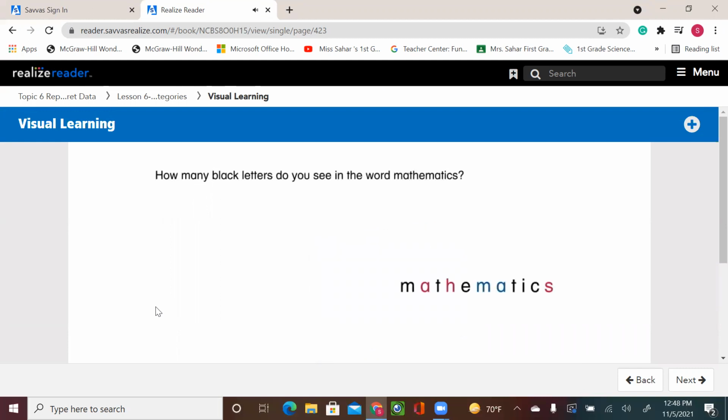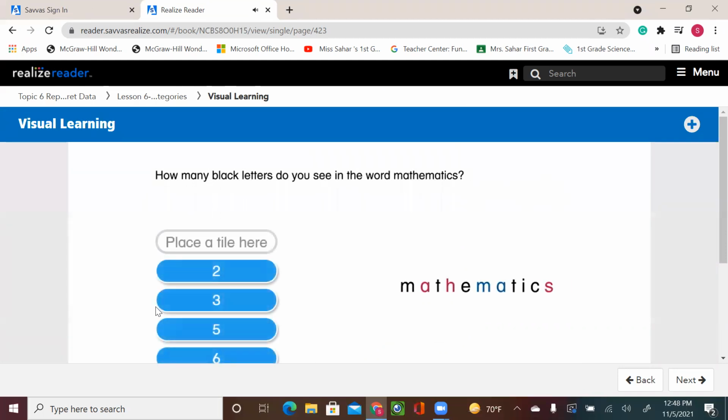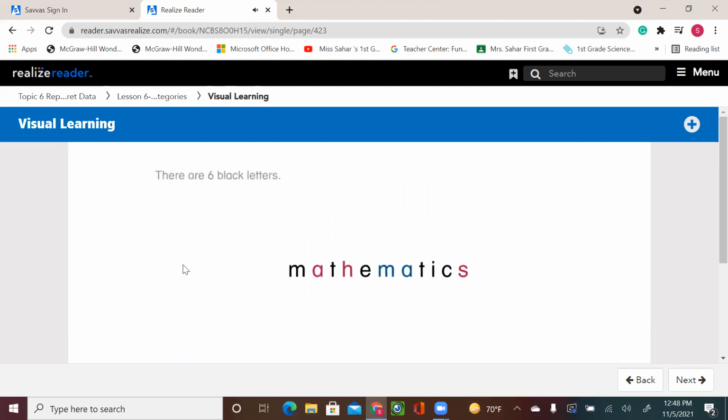How many black letters do you see in the word mathematics? Select your answer. So let's count. Only the black letters. 1, 2, 3, 4, 5, 6. So there are 6 black letters in the word mathematics. Let's choose number 6. There are 6 black letters.